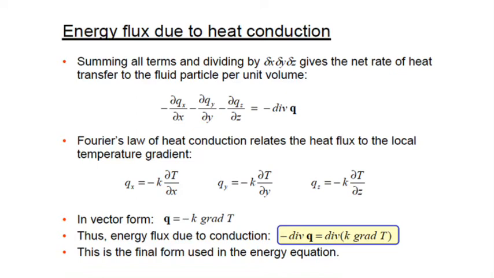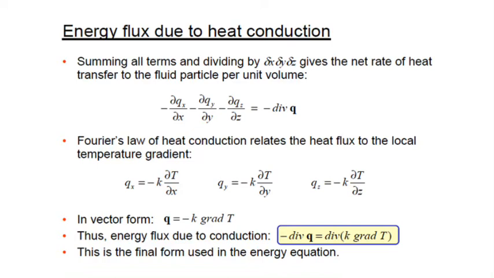In the next slide you can see the expression after summing up all the terms and dividing by del x, del y, del z. It gives the net rate of heat transfer to the fluid particle per unit volume. So minus dou qx by dou x minus dou qy by dou y minus dou qz by dou z, which is equal to minus divergence q.